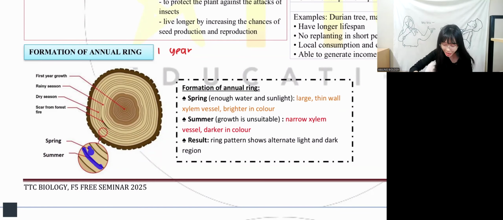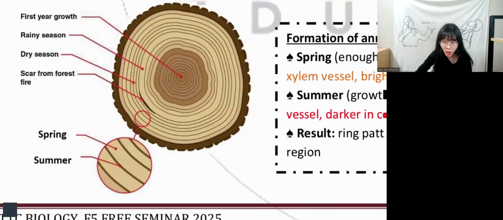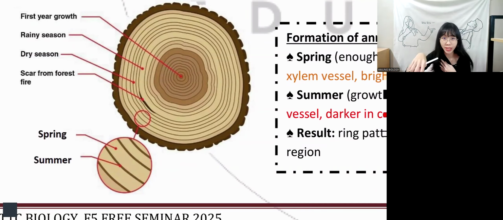So the darker one and the lighter one, lighter and darker together is 1 year. Because it's one, right, 1 year. Darker, lighter is 1 year. So when we are counting, you only count either the lines or the space. Means either you count the spring or summer because it's easier to count. You want to count the space also can, the line also can. If you want to count either one, you have to minus 1.